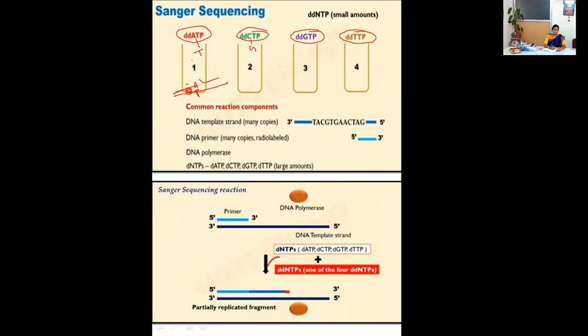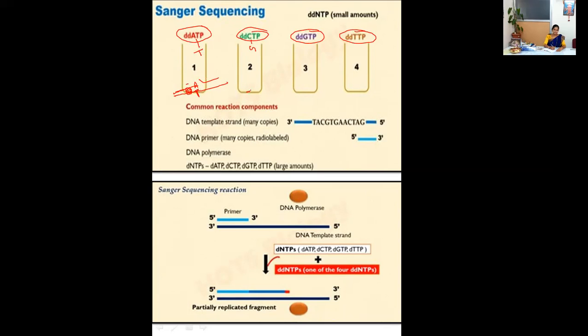Whenever in this reaction tube the DNA polymerase adds ddATP, what happens? Further reaction will not happen. Chain termination will occur, because in this dideoxy ATP we have removed the 3' hydroxyl group. The 3' hydroxyl group is very important for the phosphodiester bond. When there is no 3' hydroxyl group, further reaction will not continue. Okay, so termination will occur.